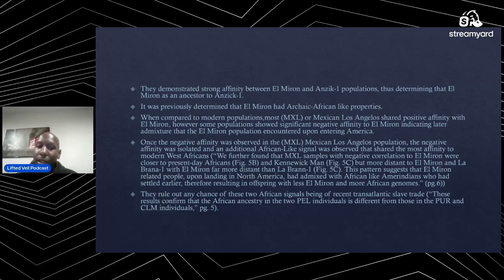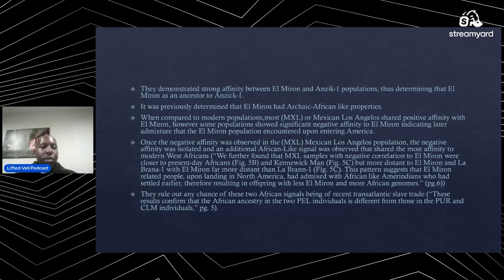So we already know that El Moran is ancient. All right. It's saying that this signal was already present before this El Moran population entered the Americas, based on their model and theory. All right. Whether you agree with it or not, I'm just explaining it. You know what I mean?